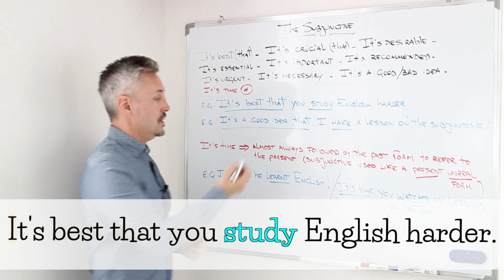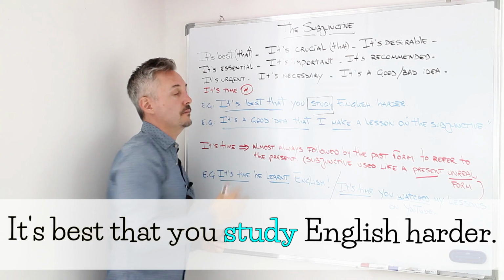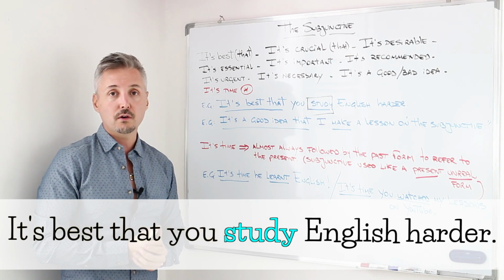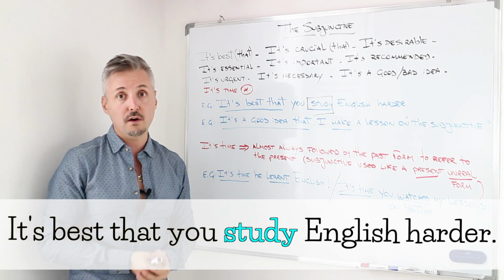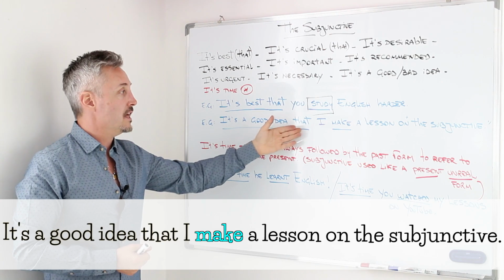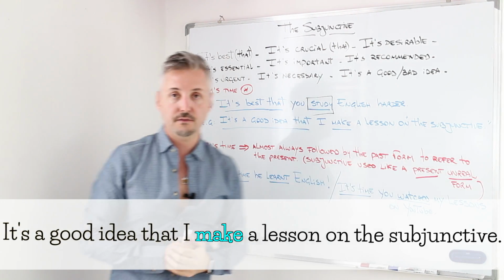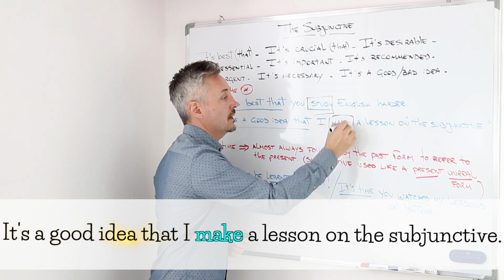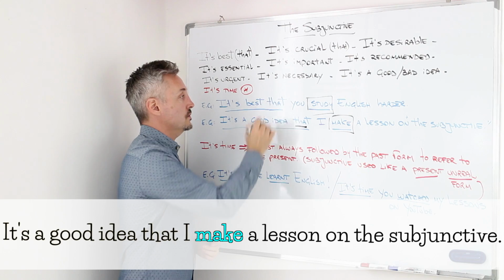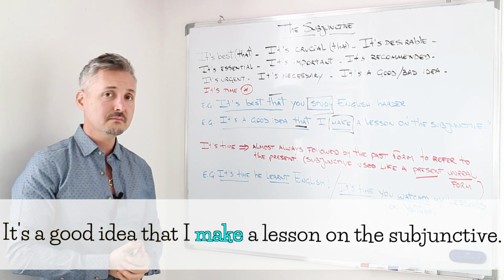harder. Again, you can see that we don't use an auxiliary or the to form. Okay, we use the infinitive without to, obviously. The other example was, it's a good idea that I make a lesson on the subjunctive. Okay, make, again, right there. It's a good idea or a bad idea, whatever. That, don't forget that, because it's a that clause that we use it with.